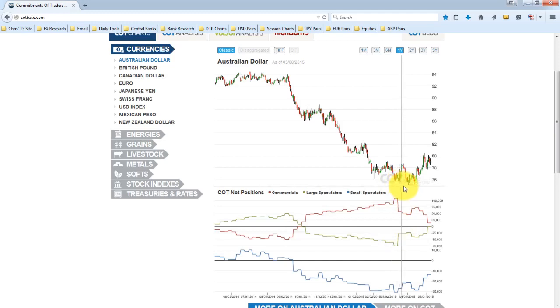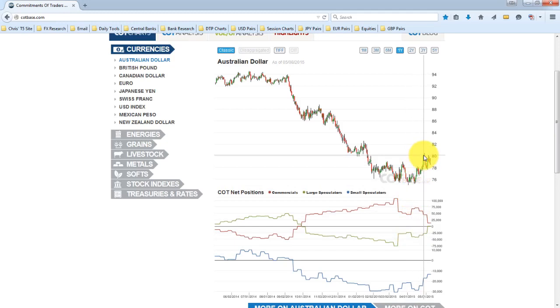Okay, so what we see now is a divergence, a very similar divergence graphically to what we look at on our regular charts with the MACD. Okay, so price makes a lower low, but the large specs are less net short. And then this led up to a larger rally here on the Australian dollar.